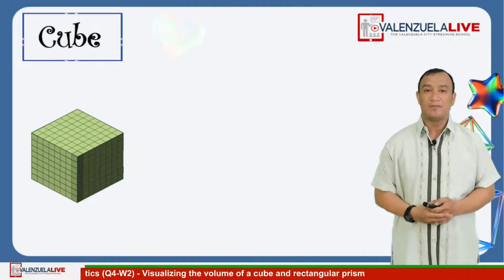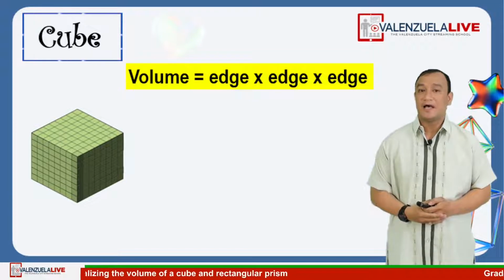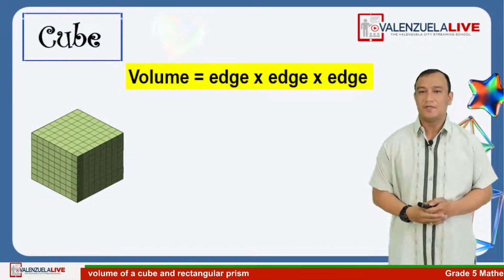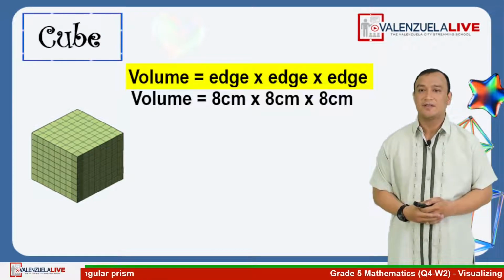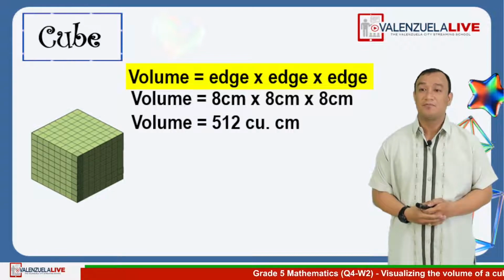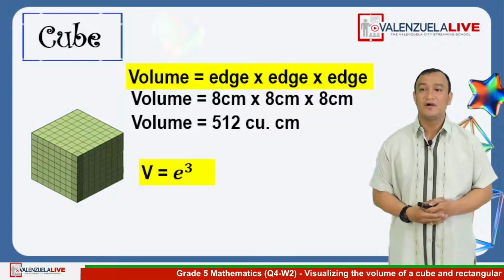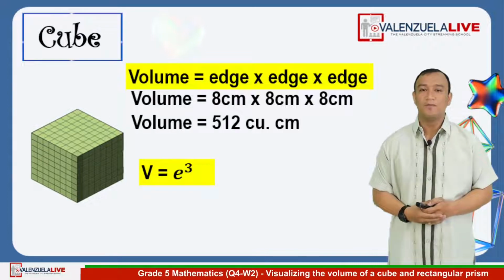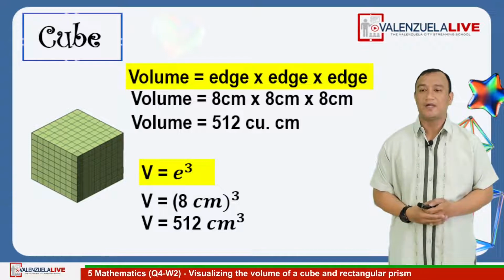By using our formula, let's substitute the 8 centimeters as its edge. So it will become 8 centimeters times 8 centimeters times 8 centimeters. And the product is 512 cubic centimeters. Or e cubed, which also equals 512 cubic centimeters.